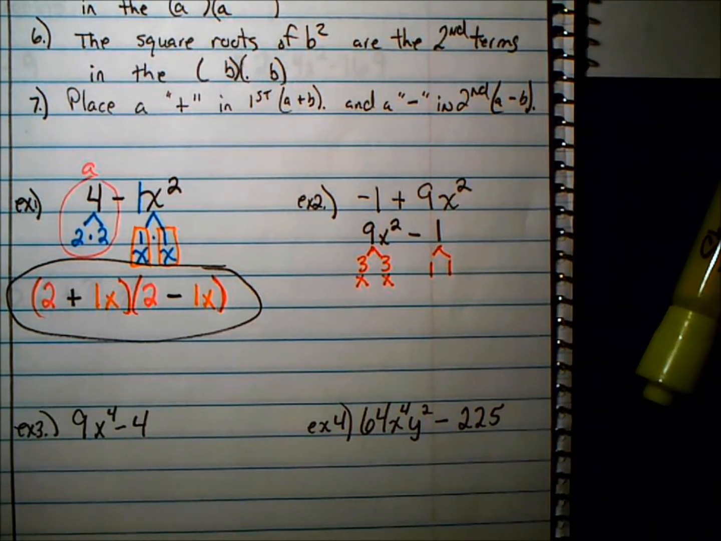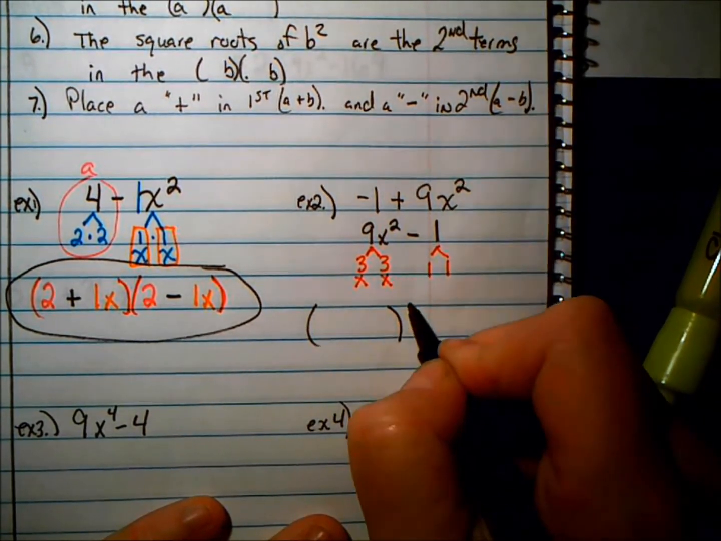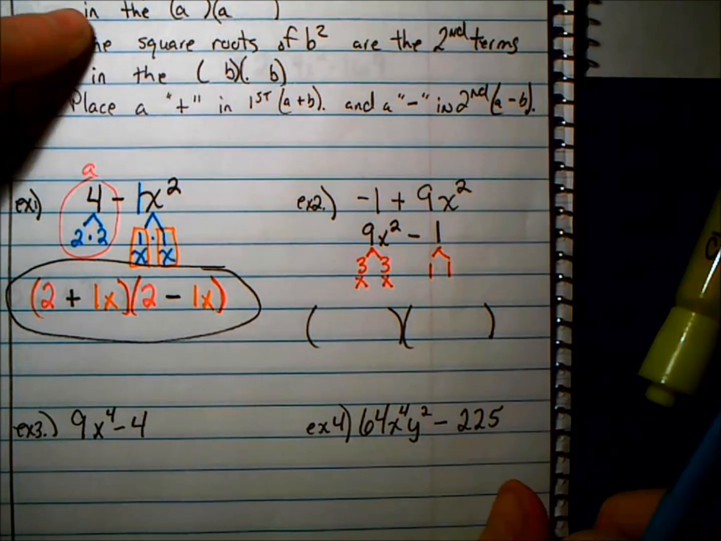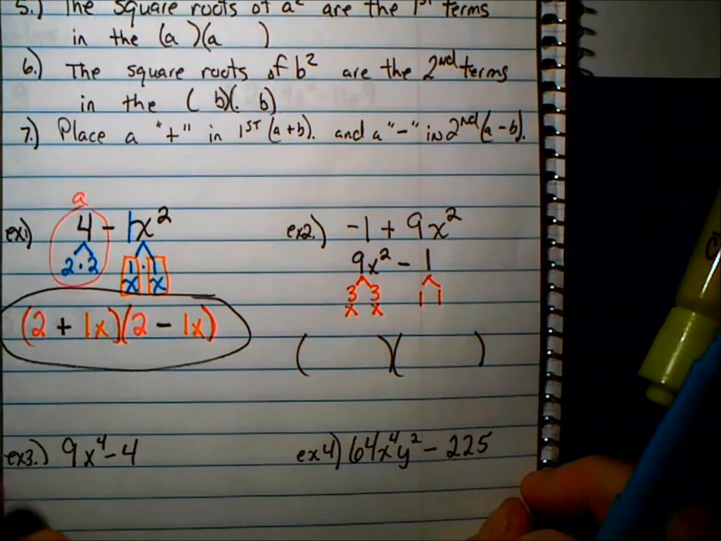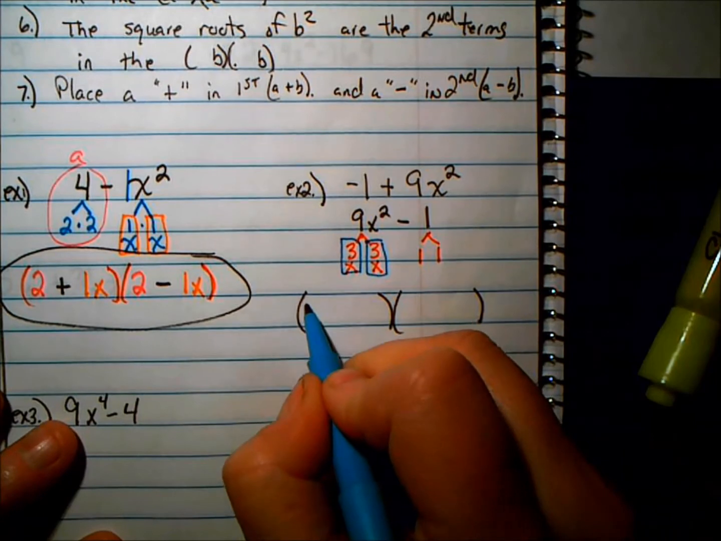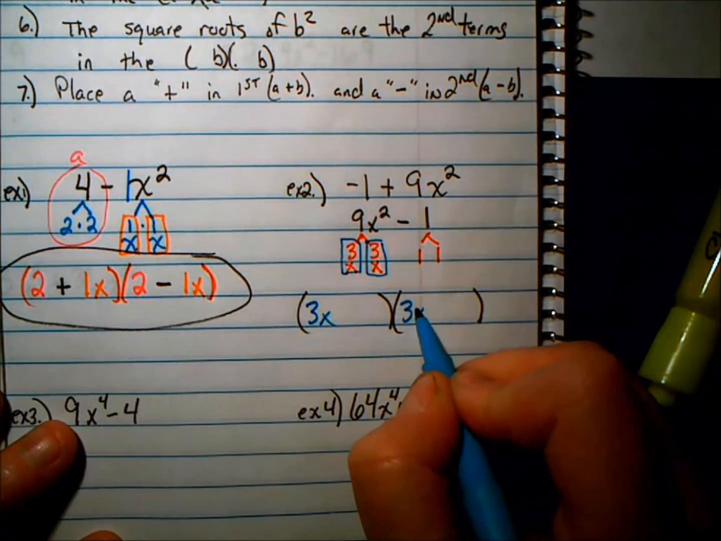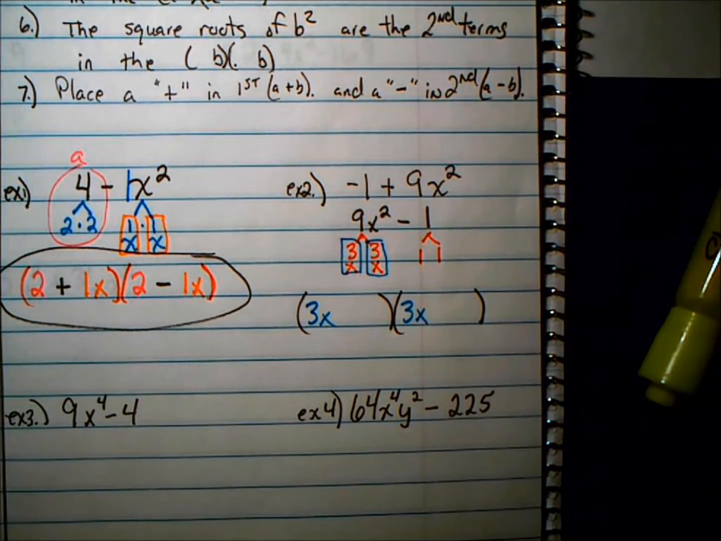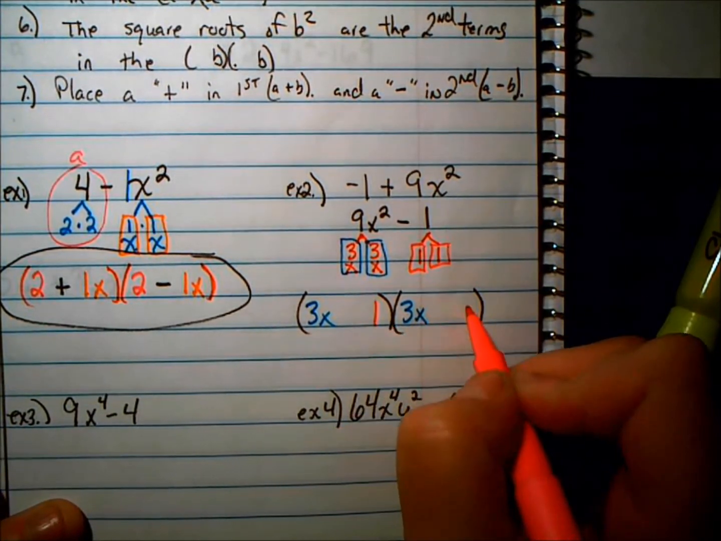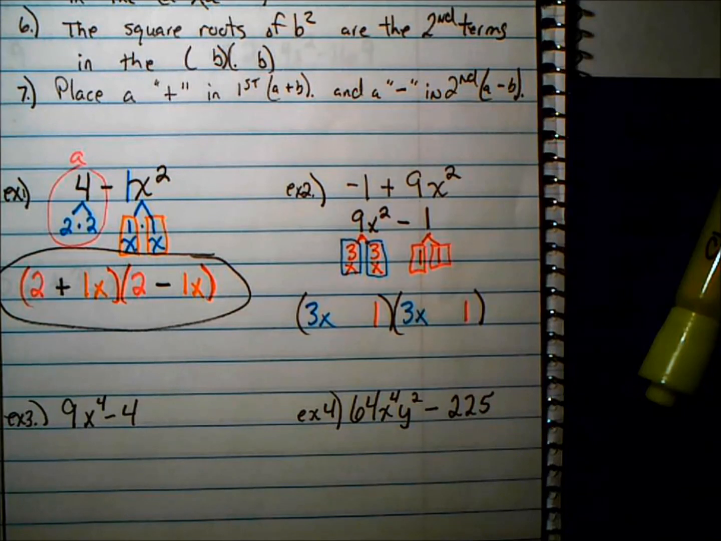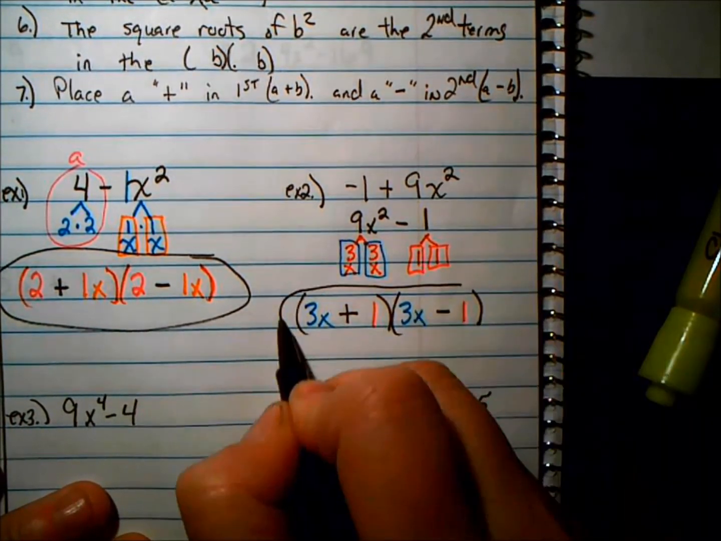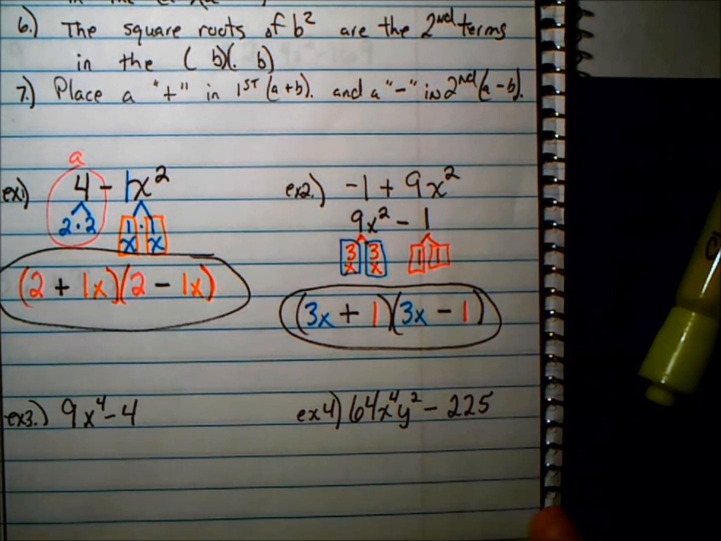Okay, I need to write my parentheses. And step 5 says now split up your a's equally. The a, notice, I have two parts to it, so I'm going to have a 3x and a 3x. The b's I'm going to split up equally. Each one of them gets a 1. And then I put a plus sign and a minus sign, and I'm done. This is quick.